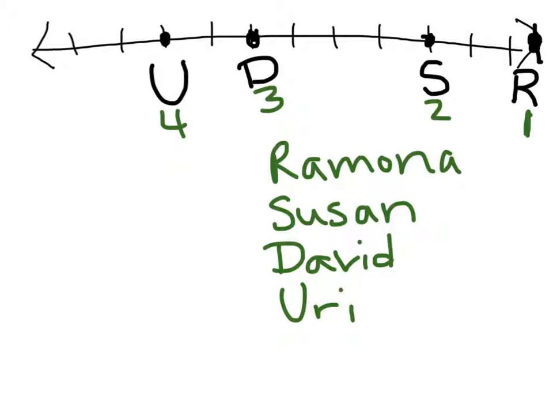So then the last question is, how far ahead of each other runner is the runner who is in first place. So how far ahead is Ramona from everybody else? So Ramona is 1, 2, 3 ahead of Susan. She's 4, 5, 6, 7 ahead of David. And she's 8, 9 ahead of Yuri.